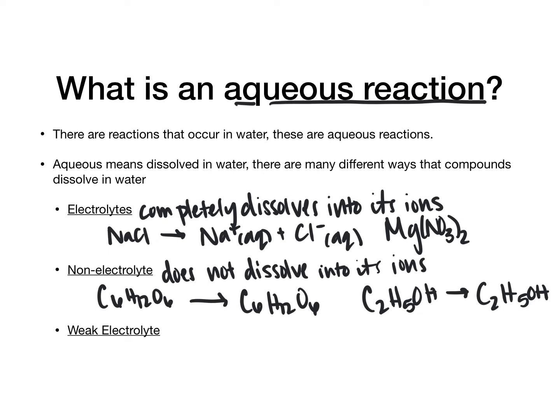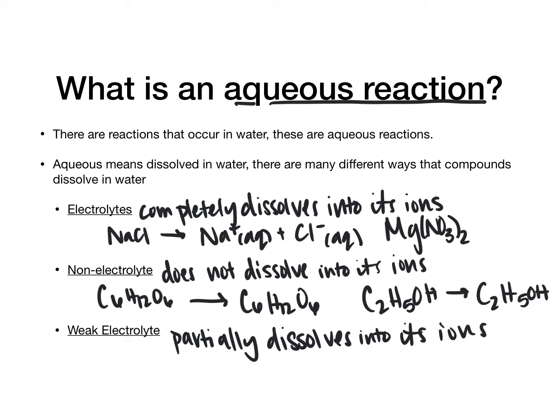Now, we talked about an electrolyte and a non-electrolyte, but there is in fact a third option where something only partially dissolves. So a weak electrolyte is one that partially dissolves into its ions. And so these are things like weak acids, so acetic acid, which is CH3COOH, only partially dissolves, which is why we see these unique arrows, into H+ and CH3COO-.